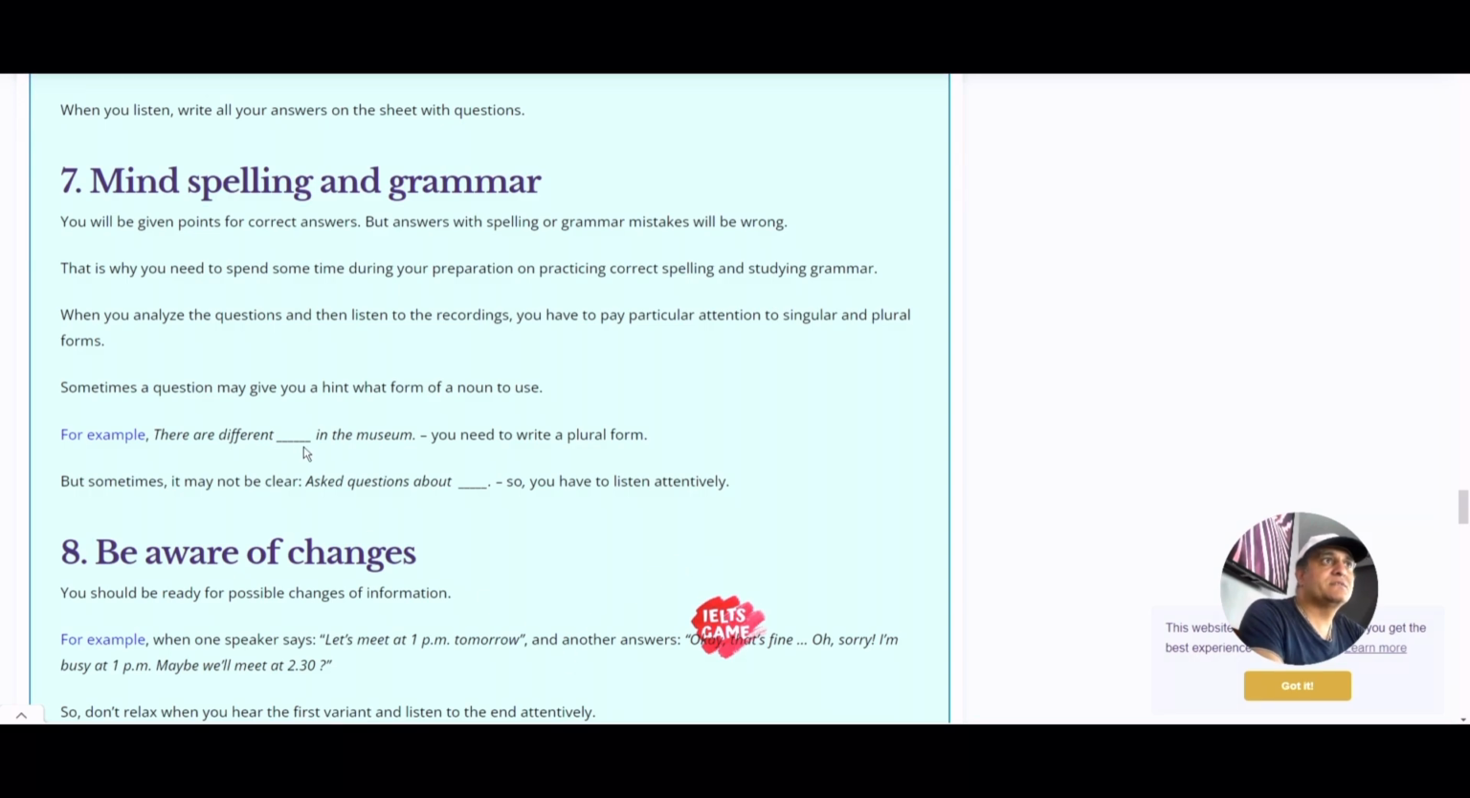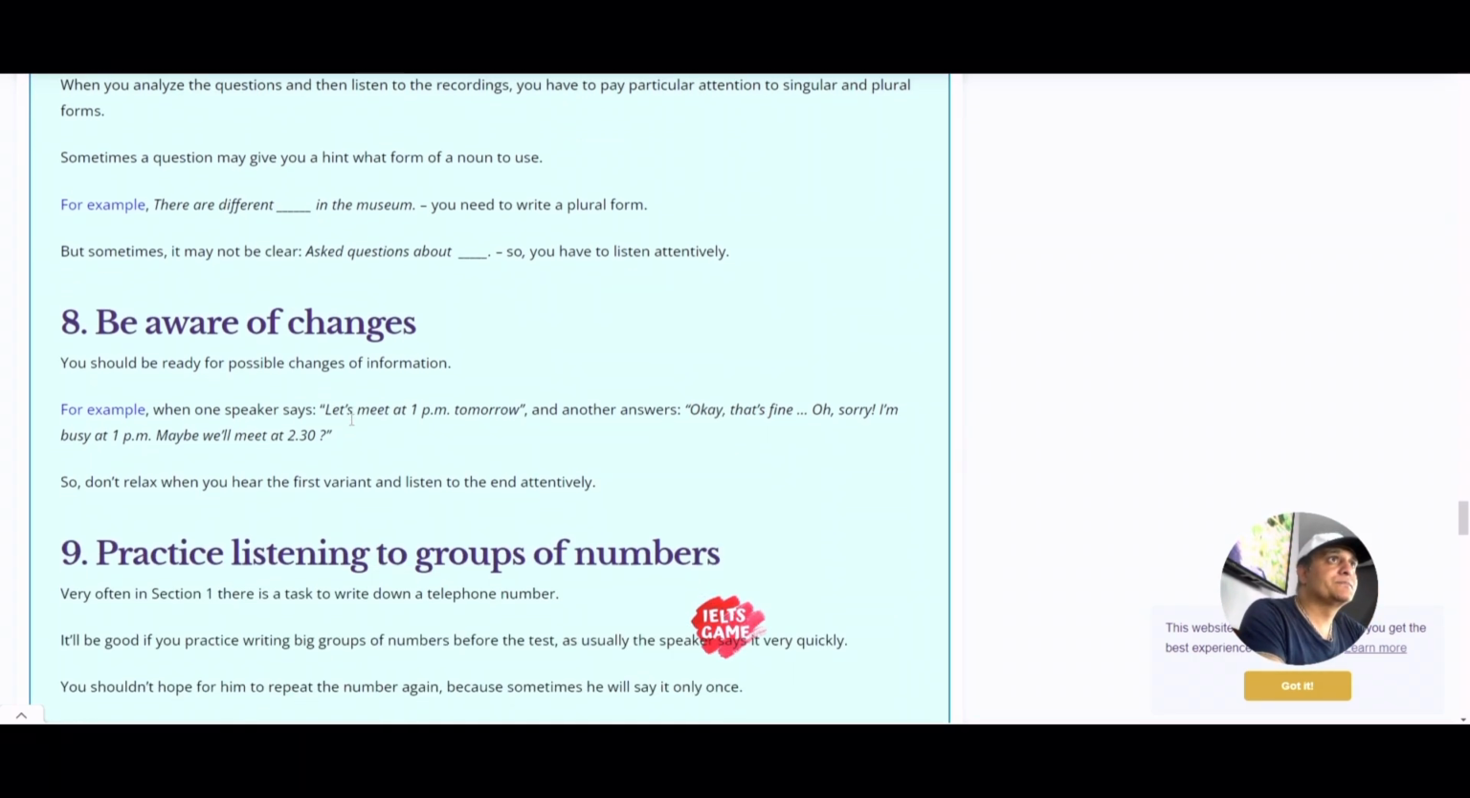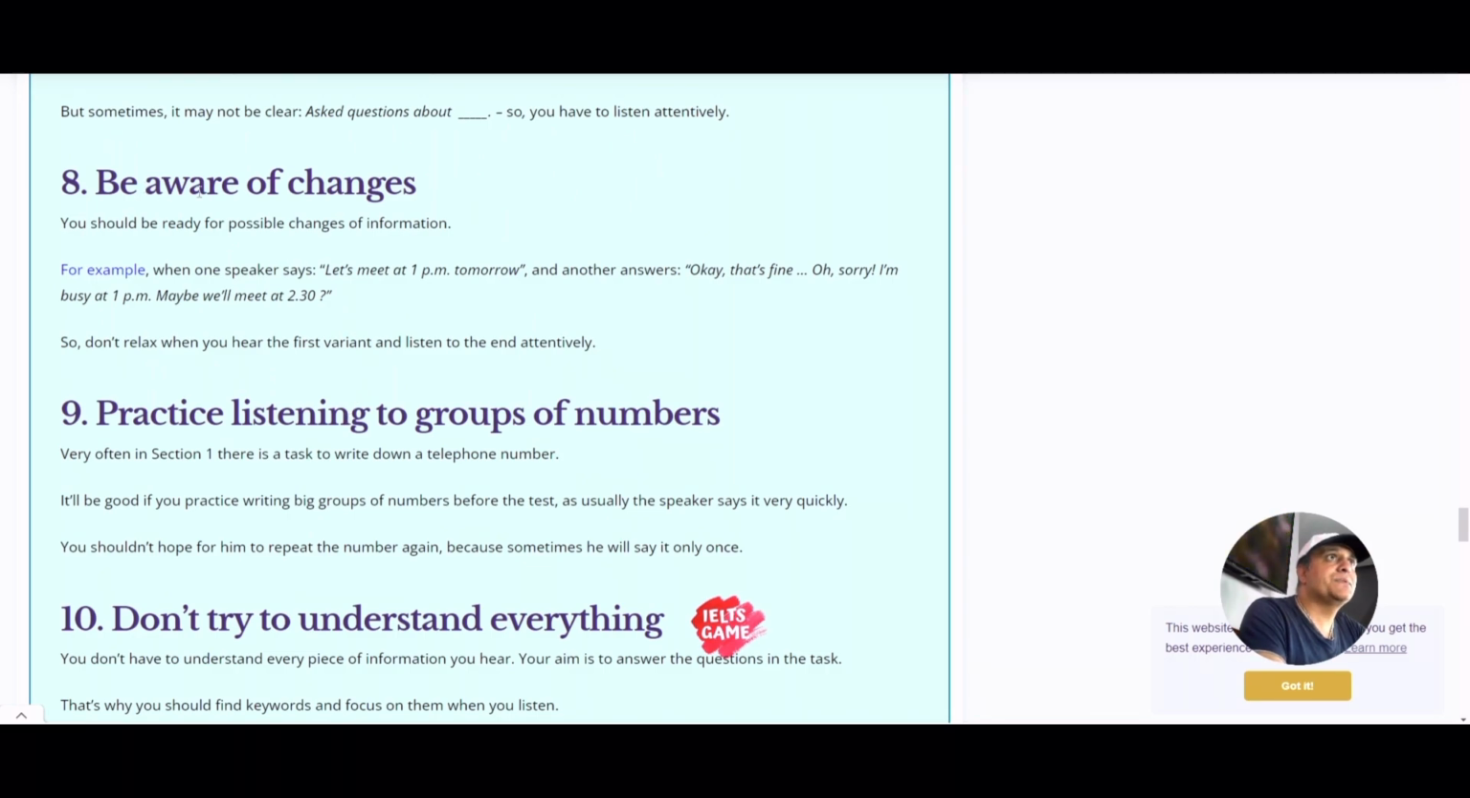They are different in the museum. You need to write plural. If they said there are different things, for example, it must be plural. If in one of the answers you put just singular here, it will not work. As you can see, plural, because there is "are". If there is "is", you put just one thing. If there is "are", plural. Okay? Be aware of the changes.